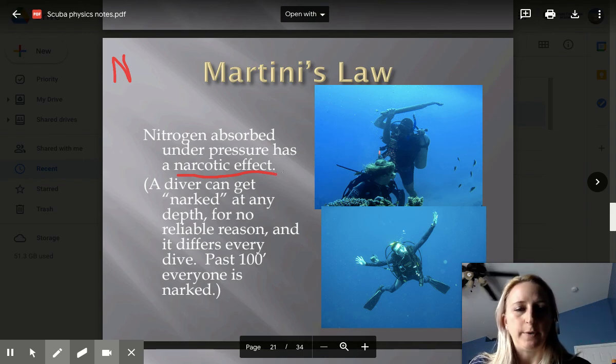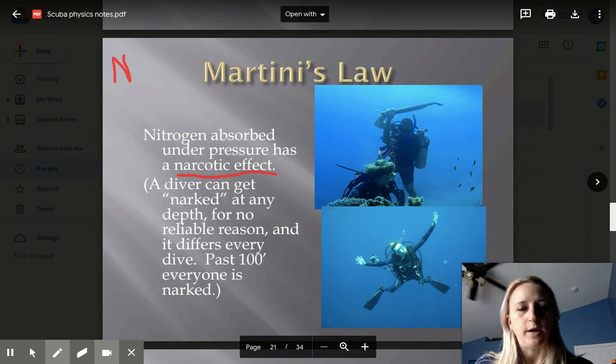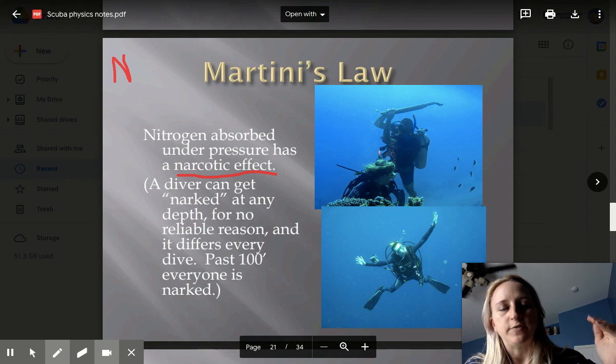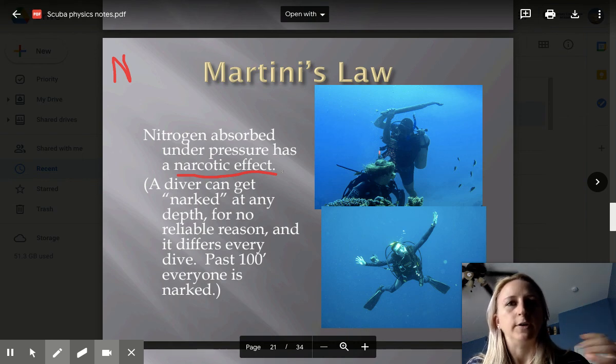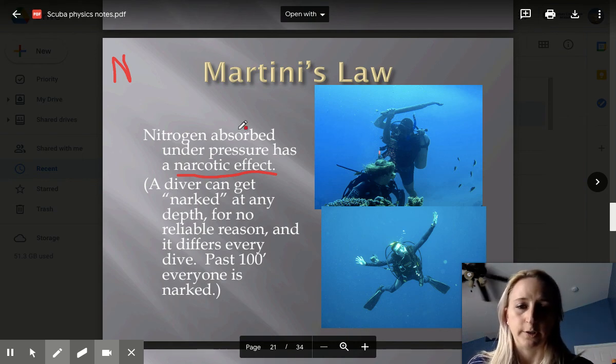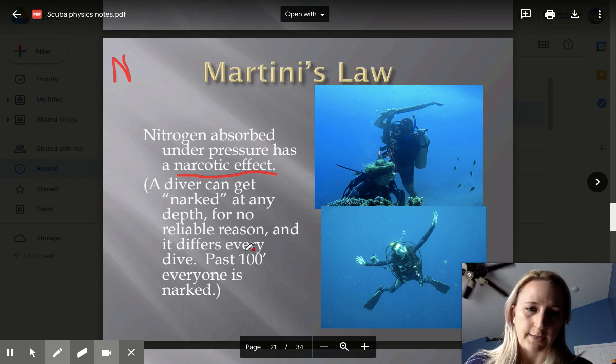This is not a permanent thing. This is not like the bends. All you have to do is come up a little bit, maybe an extra atmosphere, and that nitrogen dissolves kind of out, and you don't have such a horrible narcotic effect. But they call it nitrogen narcosis because of the narcotic effect, or getting narked, at any depth, for no reason. Usually it's past 100 feet, everyone is narked, is what they say.